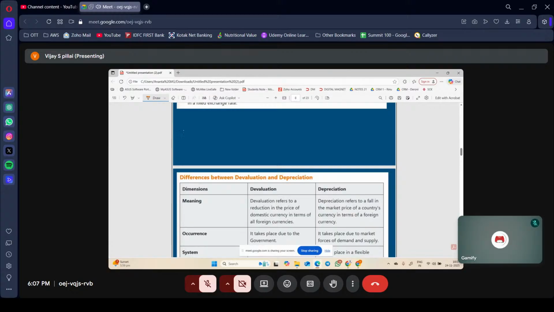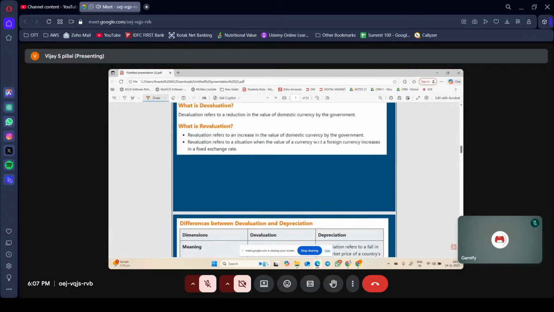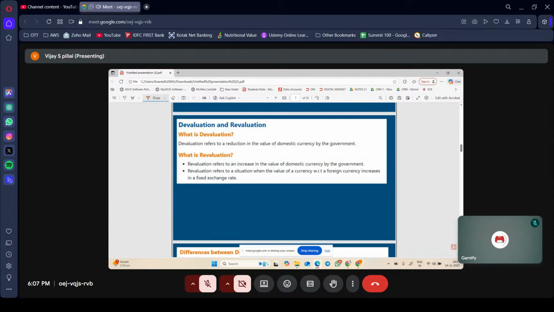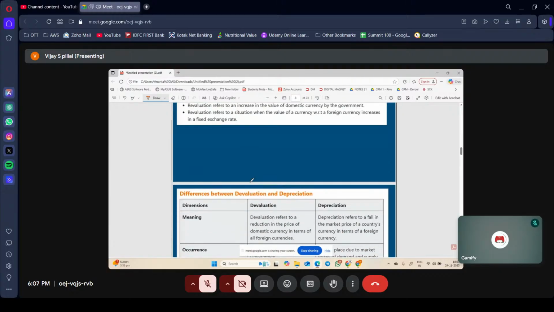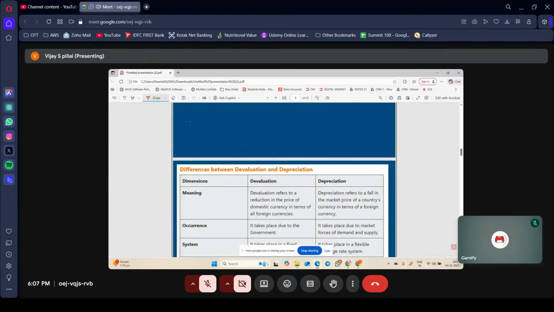Devaluation is decreasing in the price. Depreciation is decreasing the value of it. I will tell you. I told you, right? This is the demand and supply of currency.